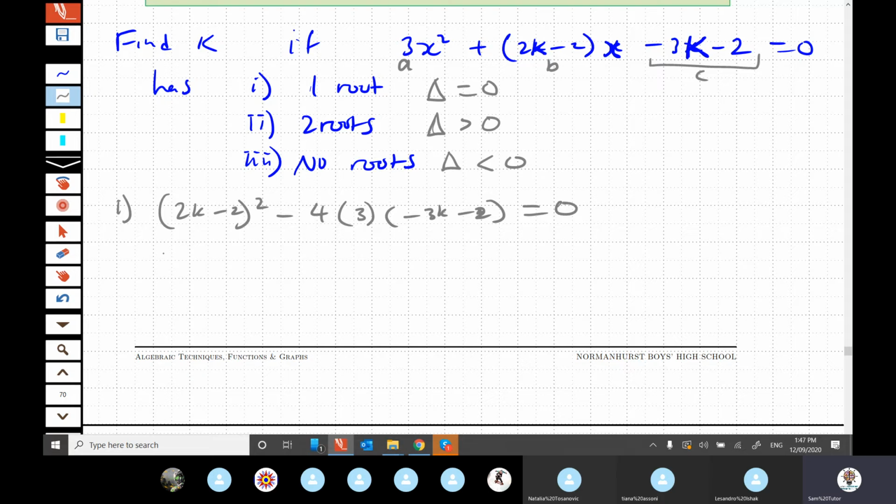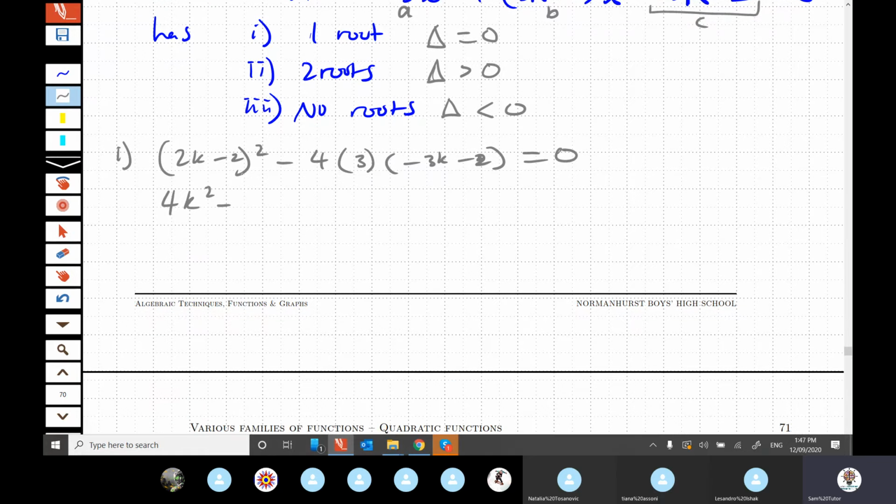Then you expand. 4k squared minus 2 times 2 is 4 times... Wait, any questions about that line? Let's get that clear. Anyone have any questions about this line? 4k squared minus what did I say? 8 plus 4. Is that right? Minus 12 times this.